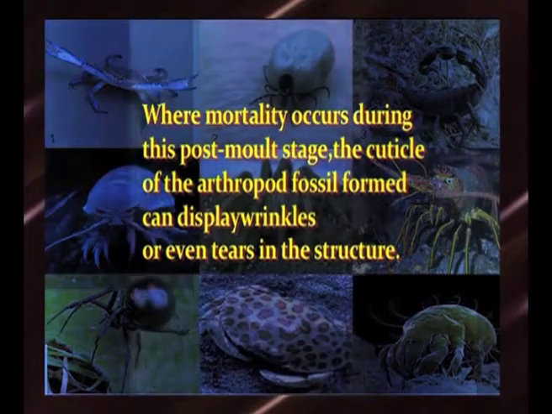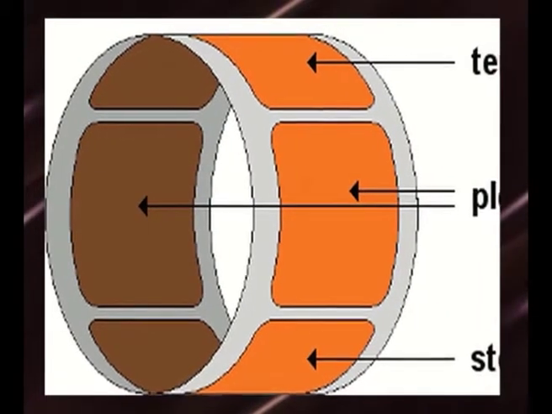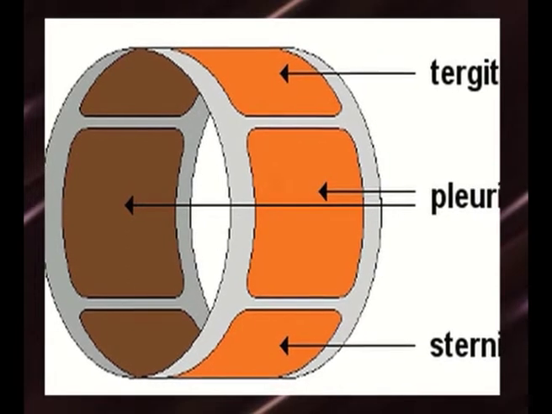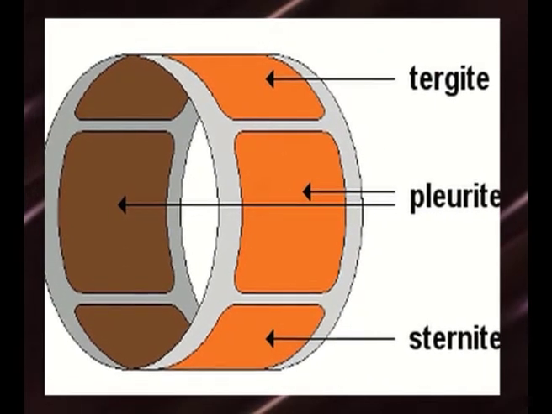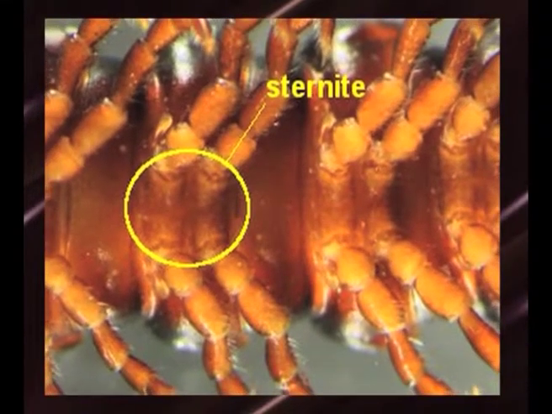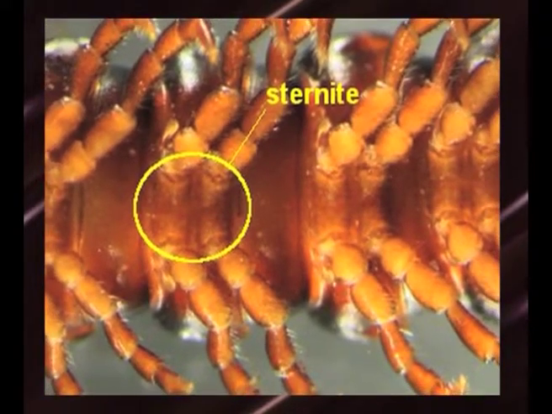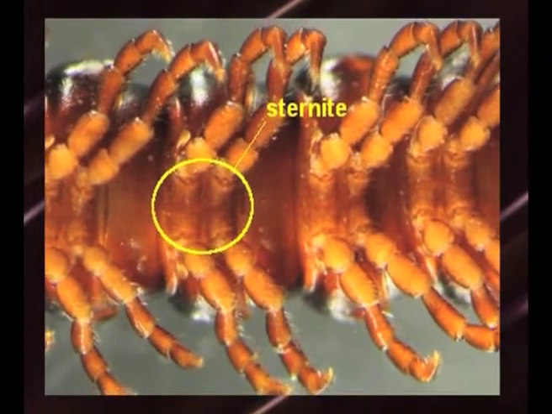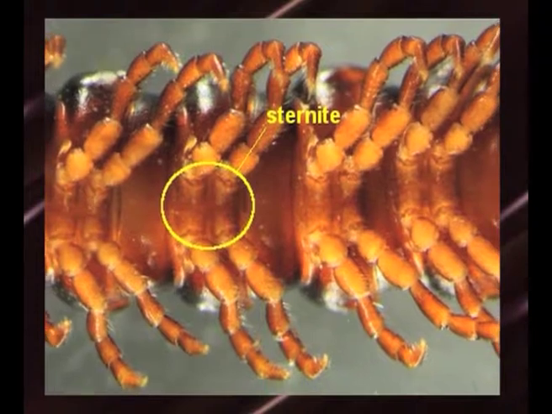Where mortality occurs during this post-molt stage, the cuticle of the fossil arthropod can display wrinkles or even tears in the structure. The cuticle itself takes the form of hardened sclerites, one per body segment. Dorsal sclerites are termed tergites, ventral sclerites are termed sternites. Where the tergites and sternites are fused together, they form a simple ring-like structure enclosing the arthropod soft tissue.